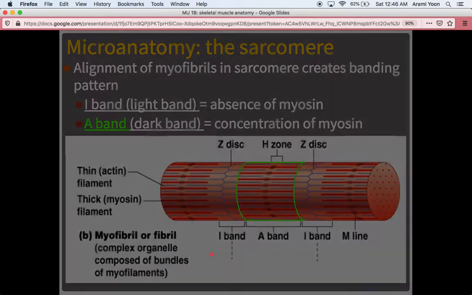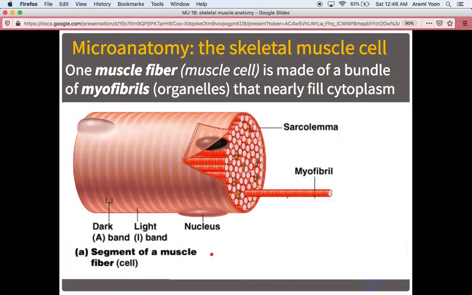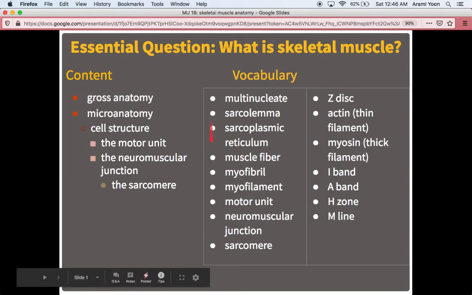Okay, you guys, let's see if you can go back to the essential question at the beginning of this lecture, and if you can answer the essential question using all or most of the vocabulary shown here, then that means that you have probably mastered this topic.